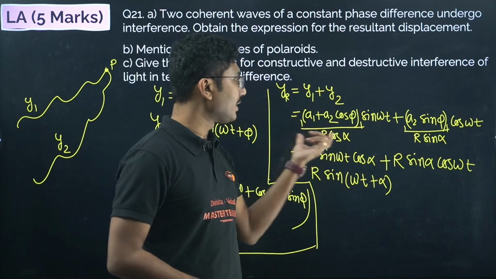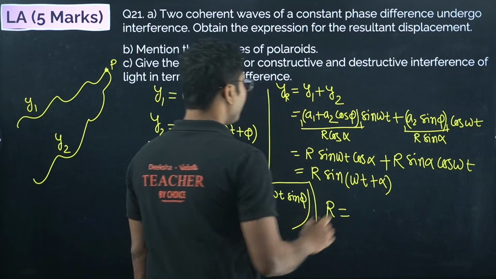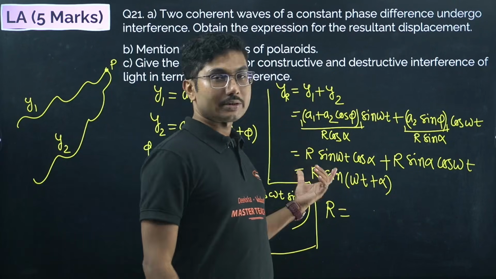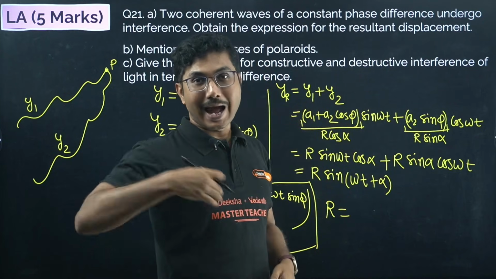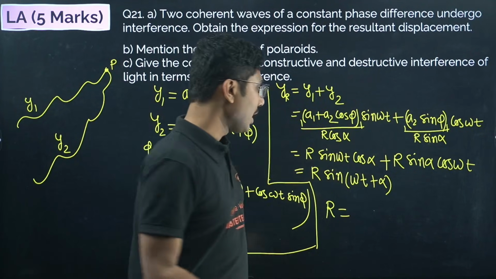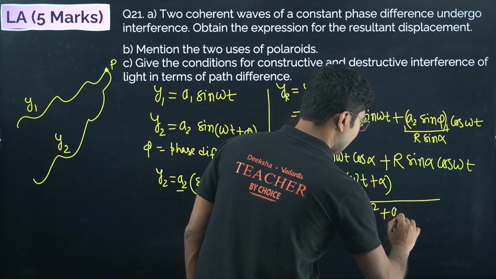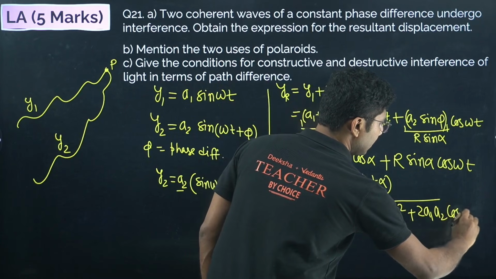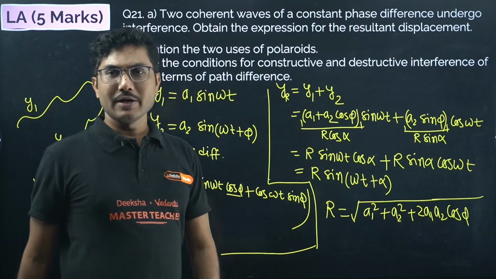So if you have substituted them like this, what will be the value of this amplitude? We have done that in integration by substitution, with A sin theta and A cos theta. So what is the amplitude? We take the square of both of them and add them. You add the squares of these two terms, take the square root, and you will get the resultant amplitude as the square root of A1 square plus A2 square plus 2 A1 A2 cos phi. This is the same as vector addition.